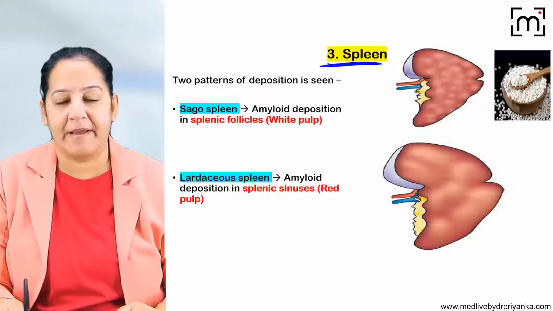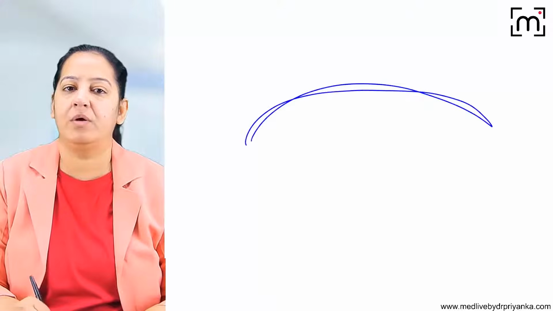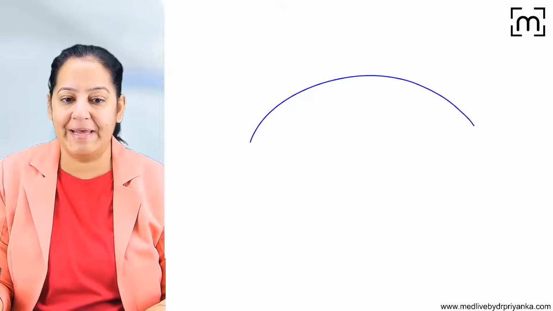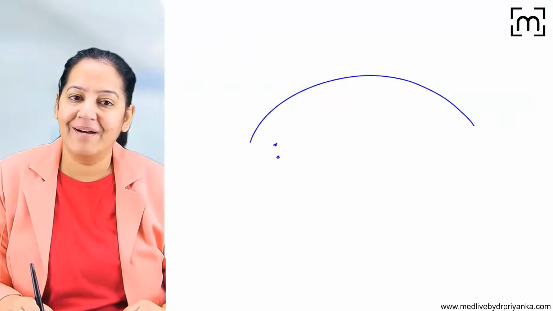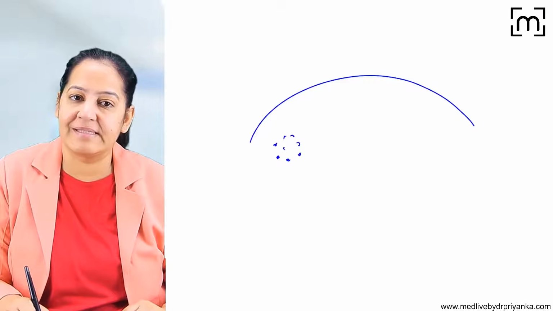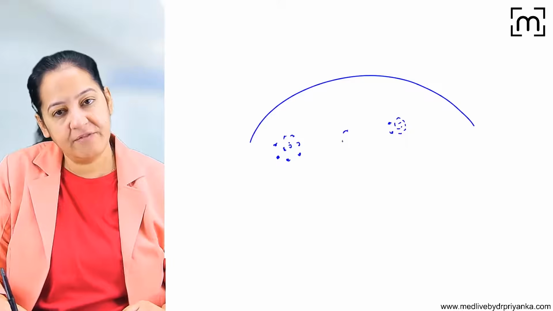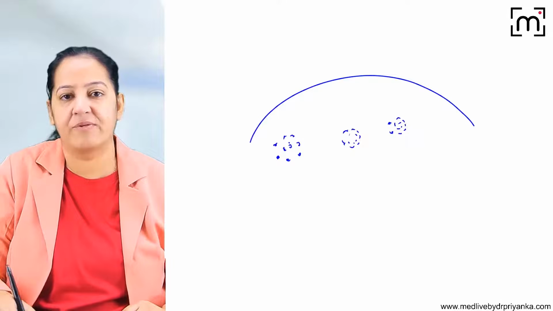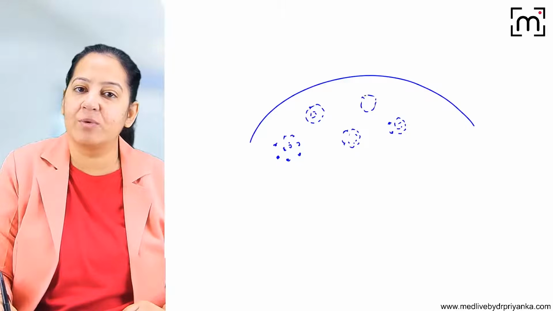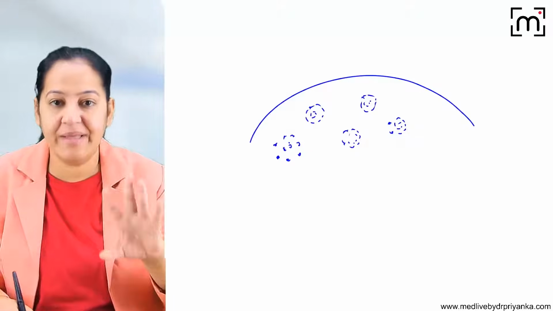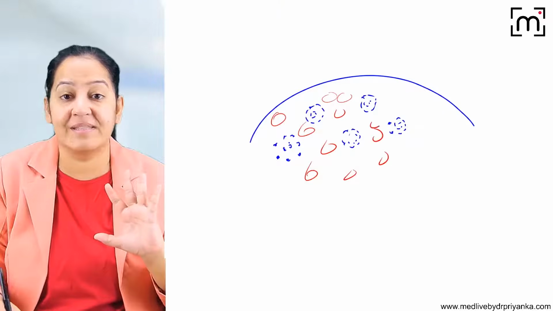Third is spleen. Do you know what the normal spleen is? In the normal spleen, we have a capsule. We have two pulps in the spleen, the white pulp and the red pulp. The lymphocytes are forming the follicles. These are the follicles formed by the lymphocytes. This is white pulp. And between the follicles, we have multiple sinusoids or capillaries. This is red pulp.